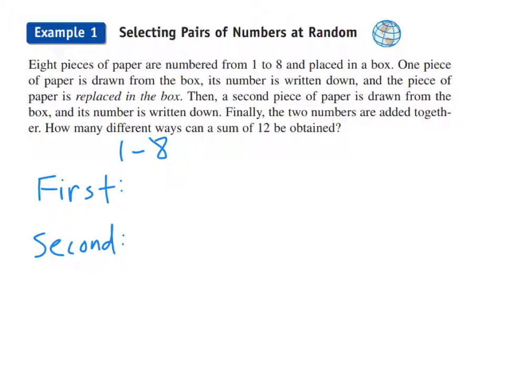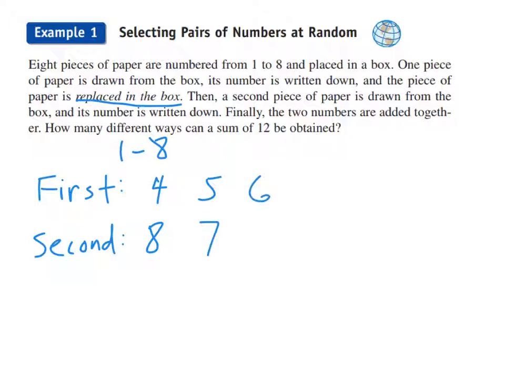It does say that I put the numbers back, so a repeat is possible. So for the first draw, I'm not going to consider 1, 2, or 3, because that would require a second draw of 9, 10, or 11 to add up to 12. And that's not possible because the biggest number is 8. So on the first draw, the first number I want to think about is, what if I were to get a 4? Well, to get the sum of 12, the second number would have to be an 8.